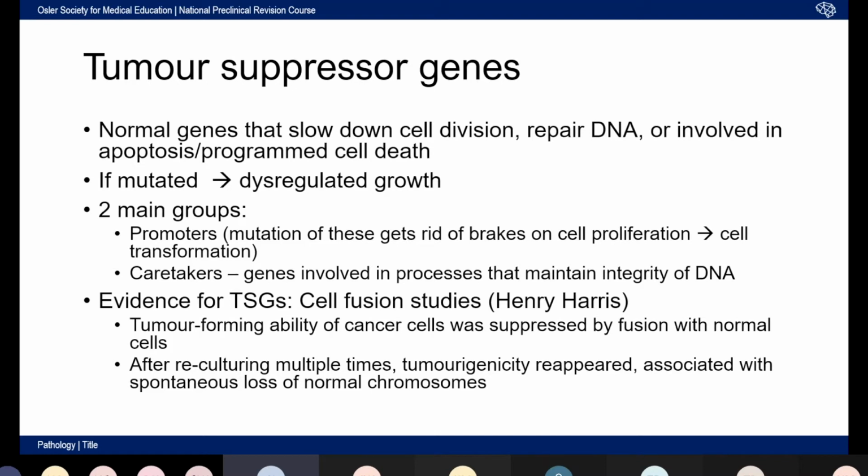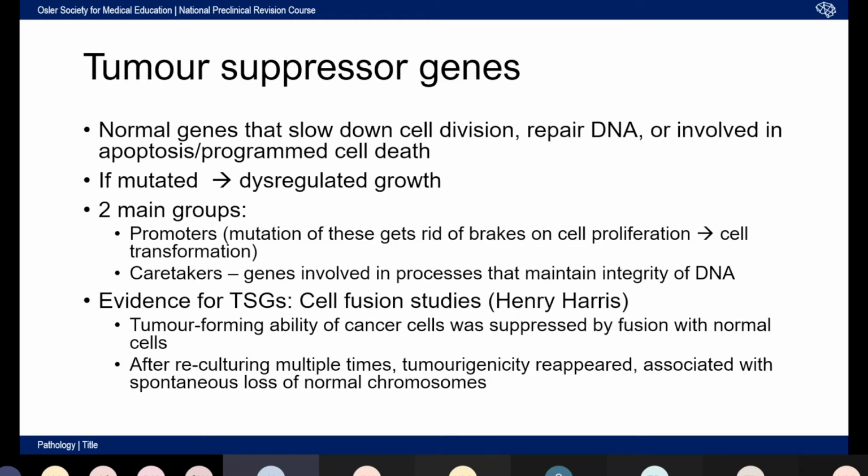And then the other group is caretakers, and these are genes involved in processes that maintain the integrity of DNA. And cells with mutated caretaker genes have a mutator phenotype, as having a mutation in one of these caretaker genes affects the ability of the cell to repair non-lethal damage in other genes, that gives an increased chance of other mutations occurring that could lead to cancer.